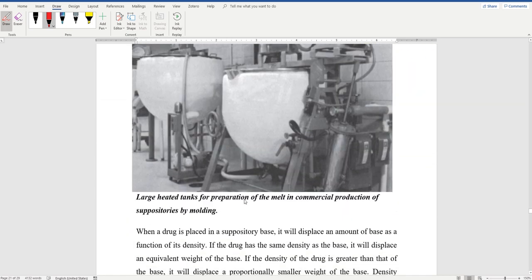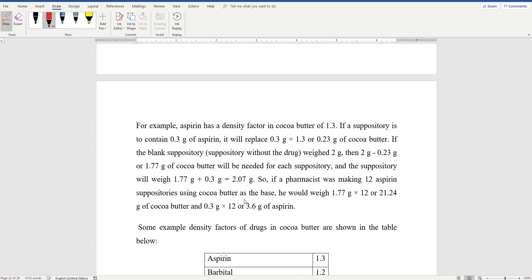Okay. Now, to explain it even further in more detail, let's see the following example. Look at the example and pay attention to what is written. Aspirin. Aspirin is a drug, right? Has a density factor in cacao butter. Now there are two things mentioned here. One, the drug. Two, the base. Drug and base.